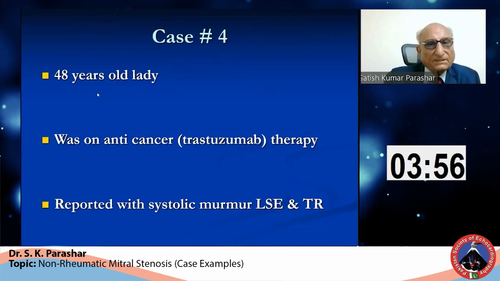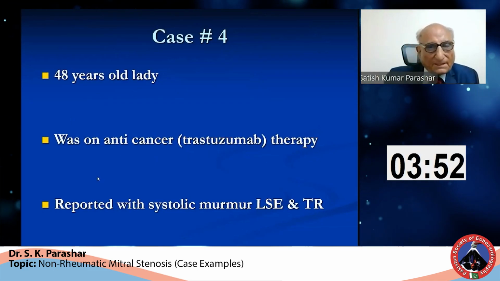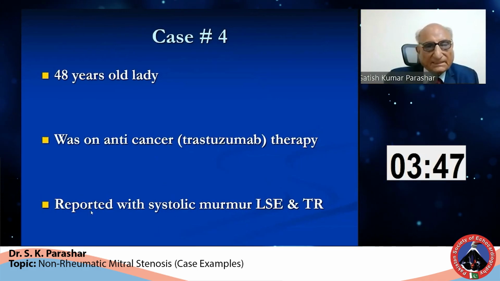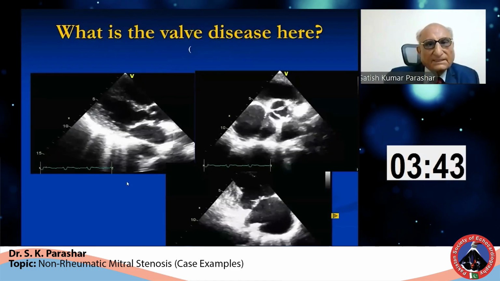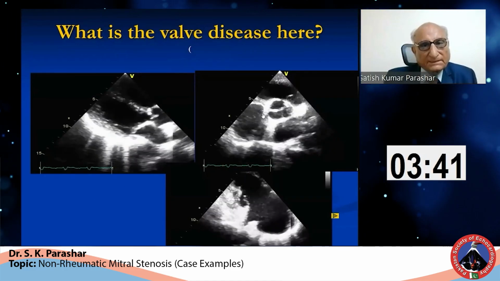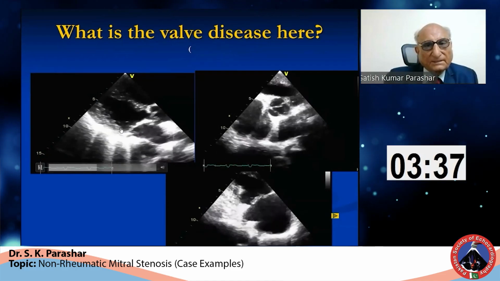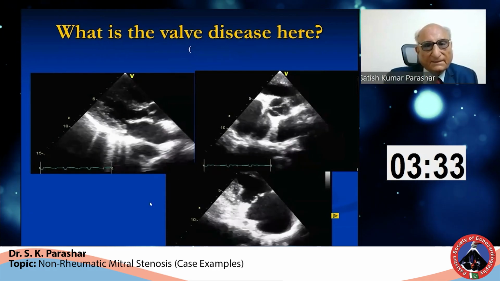Another case, a 48-year-old lady who was on anti-cancer therapy, reported with a systolic murmur and also the presence of some tricuspid regurgitation. And this was noted: there was a marked thickening of the cusps, and you see there is a thickening of the intervalvular fibrosa, and all the cusps were thickened.